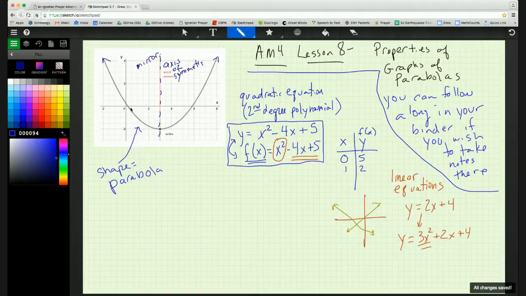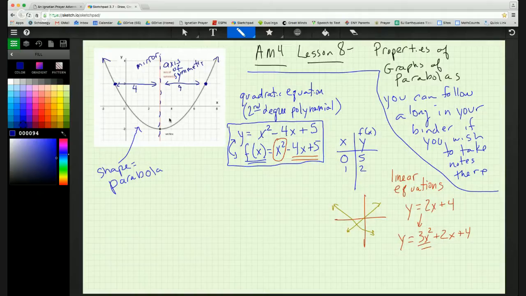And every point on this side, for example, let's just take this point here, has a point exactly the same distance on the other side. So from here to here, notice we go 1, 2, 3, 4. It's from here to here is 4. So from here to here, it's also 4.